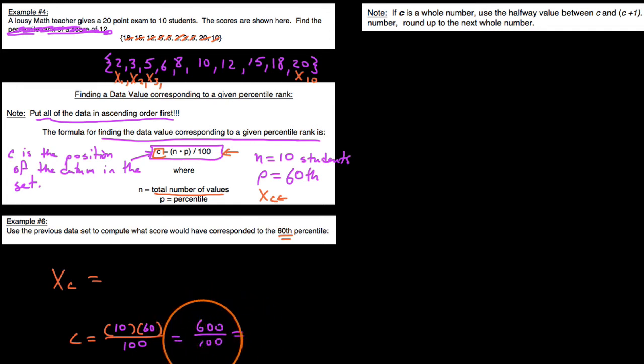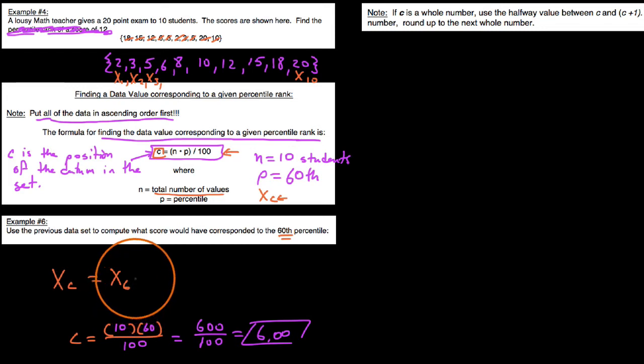And most times you'll get a decimal here. In this case, we get just a plain old whole number. I'm going to write 6.00, but it is a whole number. So what this would mean is that the datum corresponding to the 60th percentile is in the 6th spot. Now I want you to think about this.